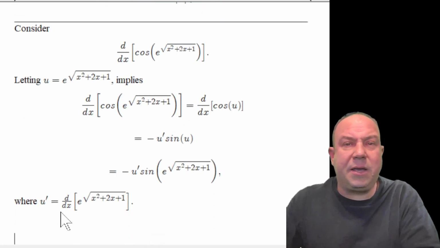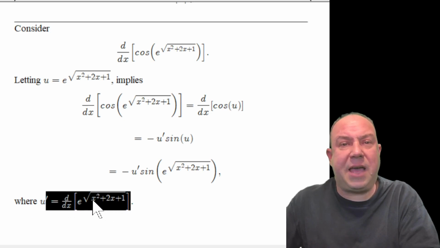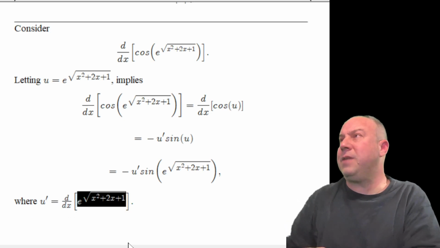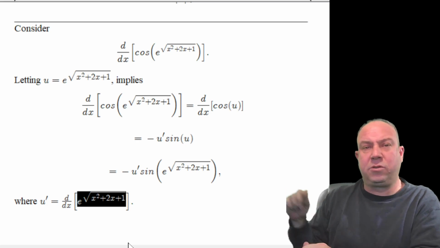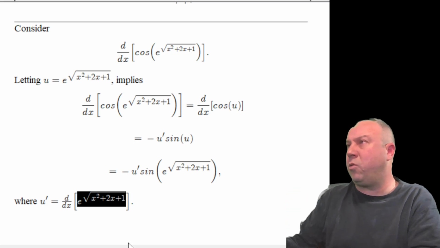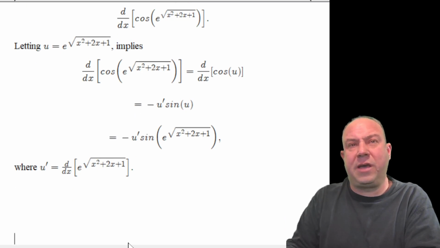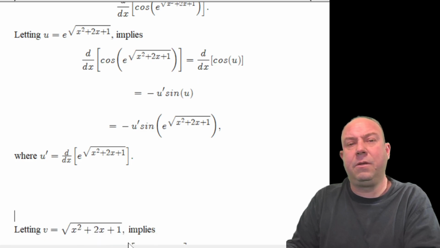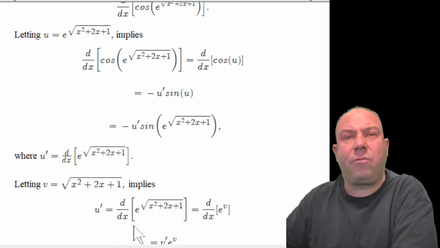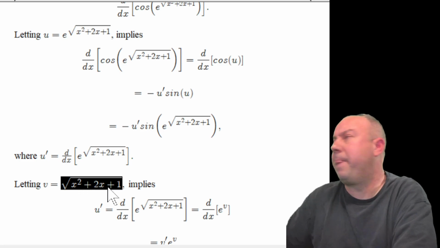Now, u prime is going to be the derivative with respect to x for this natural exponential function composed with the square root, which is composed with the quadratic. And in that, we can do another let statement. We can let v equal that radical of the quadratic.